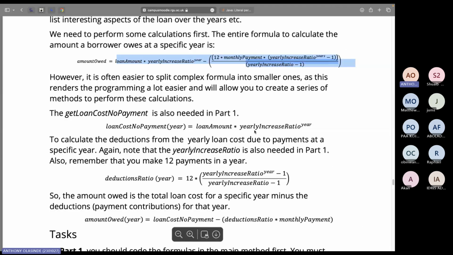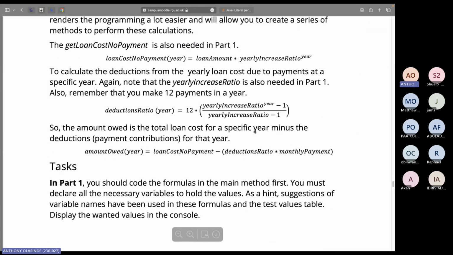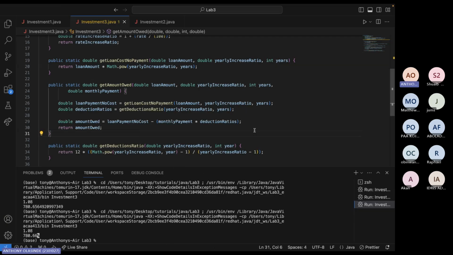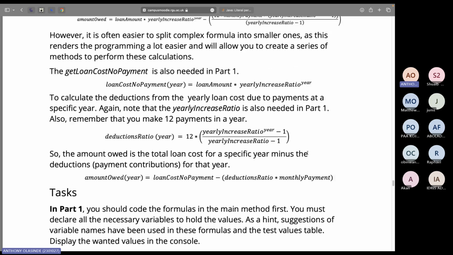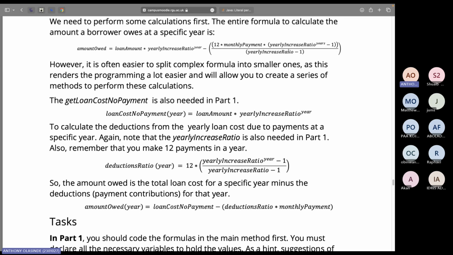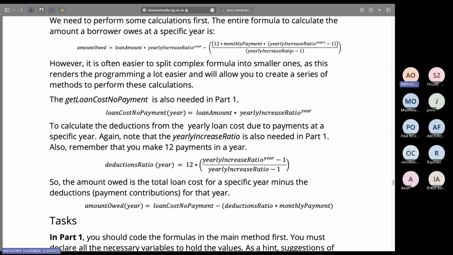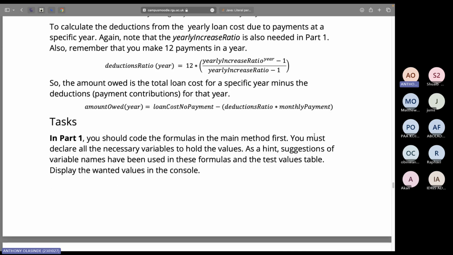So that's the reason for the method. All you are left with is loan cost no payment minus deduction ratio minus payment amount, which is the same thing as this thing here. But we've broken all of them down, categorized some encapsulation into different methods to now make it simpler.